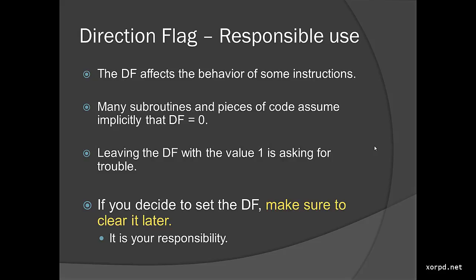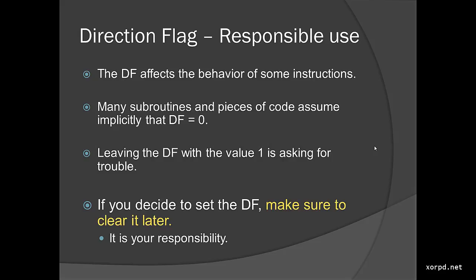Some notes about responsible use with the direction flag. The direction flag affects the behavior of some instructions. We've just seen the STOS family of instructions, but there are some other instructions that are affected by the value of the direction flag. Many subroutines and pieces of code assume implicitly that the direction flag is 0. You will see many times code that uses these kind of instructions, for example, STOS and some other string instructions, and those kind of instructions depend on the value of the direction flag.